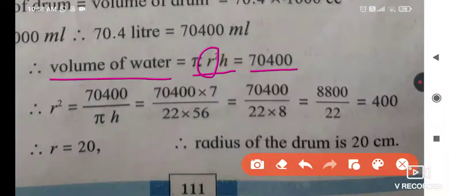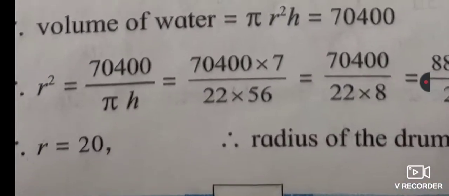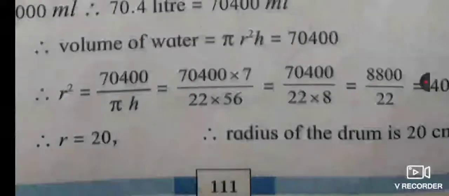Otherwise you can put the value in that way also. We have to find r square. So r square is written here as it is. This pi and h will move to the other side for division. So what we get is 70,400 divided by pi into h. 70,400 divided by pi into h.